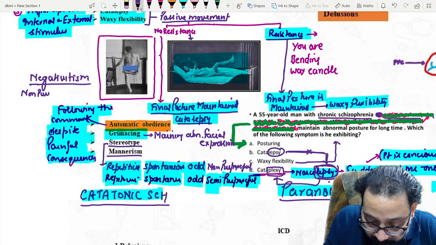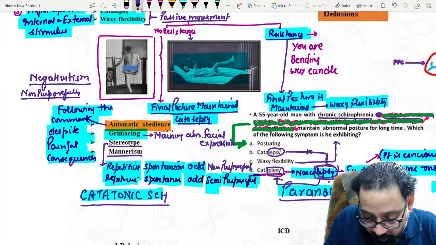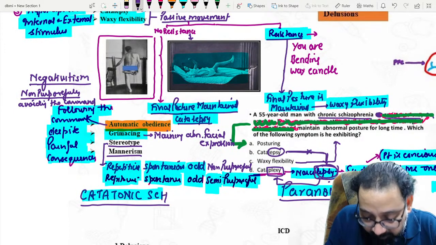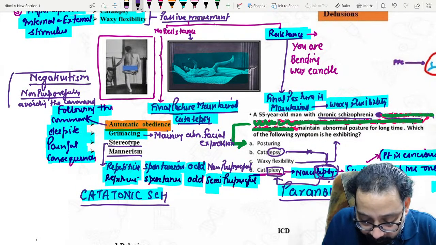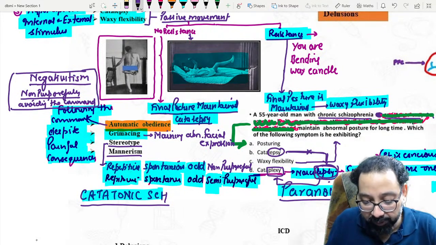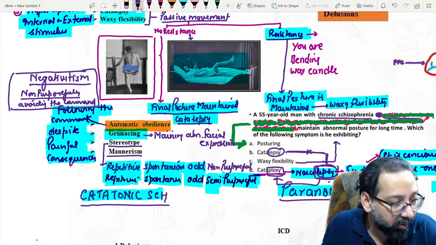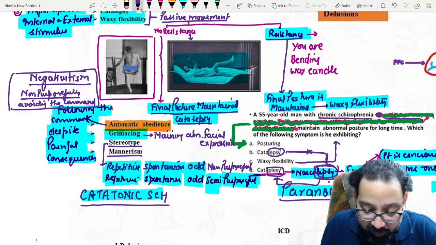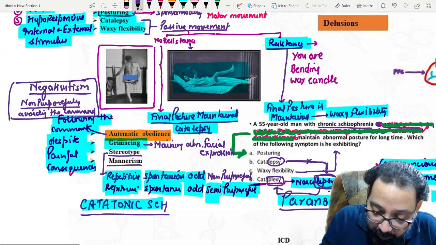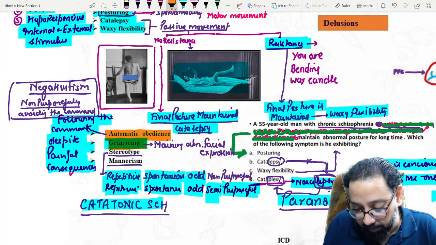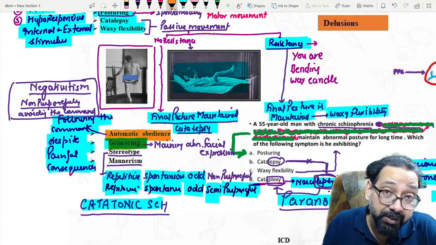In negativism, he is non-purposefully avoiding the command. Means he will not follow the command, or he will avoid the command, but he would not have any purpose. You will tell that person to do something, he will not do that work, but he is not doing it deliberately. Okay, non-purposefully avoiding the command. If you don't remember, again I repeat, if you don't remember what is grimacing, it's okay, but you will remember grimacing is a feature of catatonia.